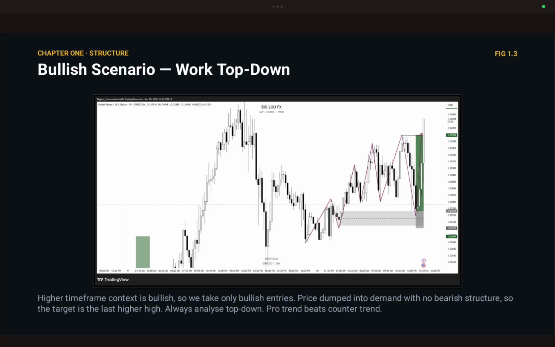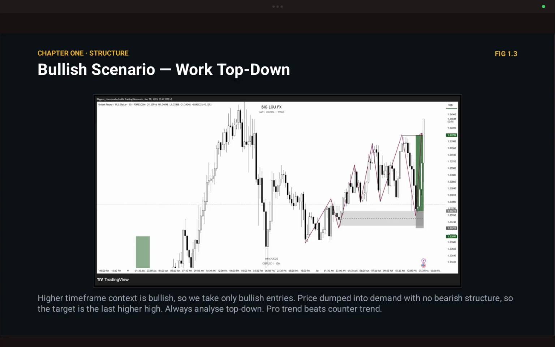It dumped into demand with no bearish structure, because I figured some people will ask me, oh, Big Lou, what if there's a case of no bearish structure or no bullish structure to mitigate our demand level? If there's no clear structure to mitigate, what if it's a dump or a rally that mitigates the level? Now look at what you do.